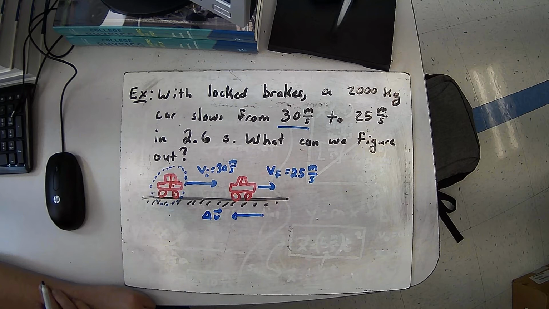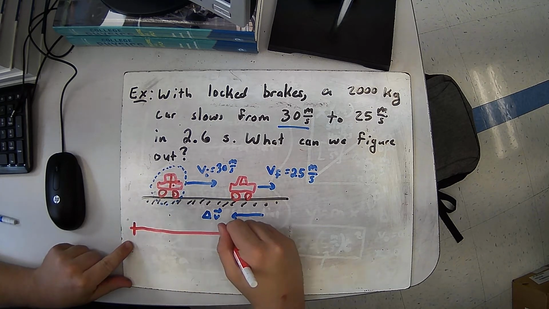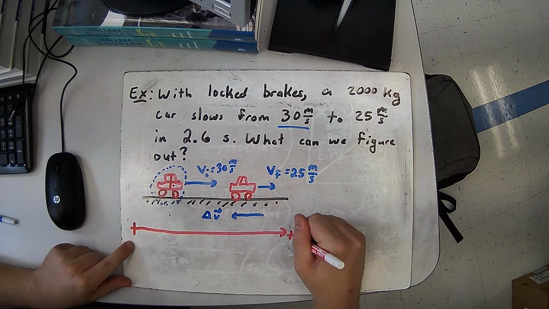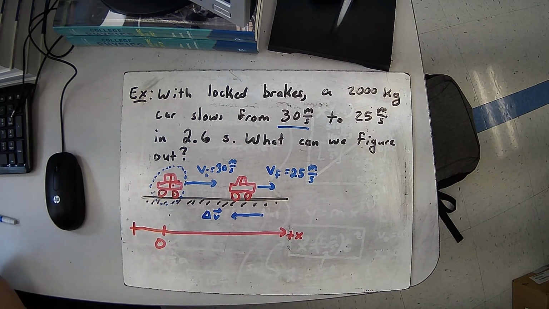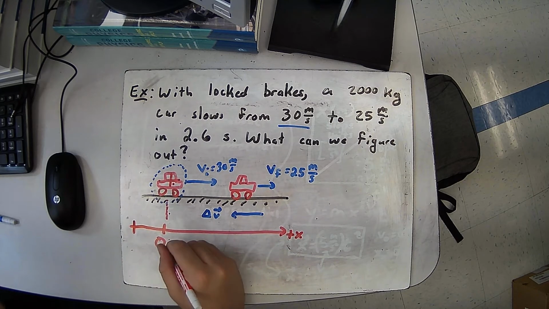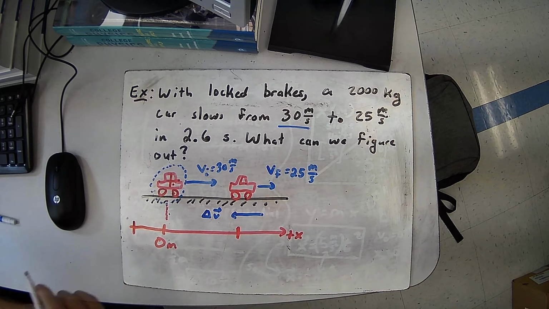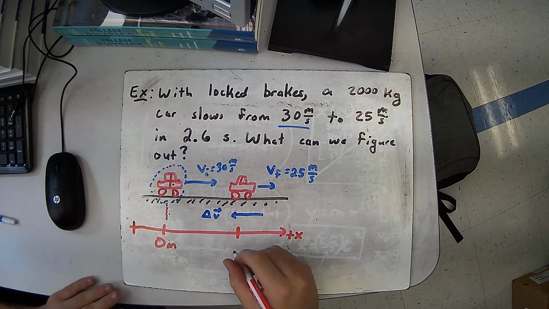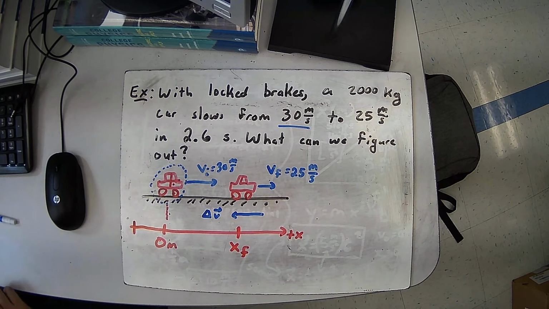What else? I need to throw a reference frame on here, so I'm going to draw myself a number line. The positive x direction is here. I'm going to choose my car starting at 0. That's a choice I get to make, but I'll say it starts at 0 meters. We don't know the final position, but I bet we could figure it out. So let's just call this x final for now. This will be something we figure out. I think we are all set to go now.